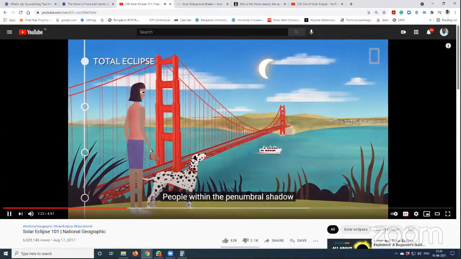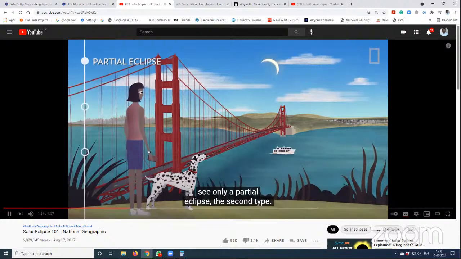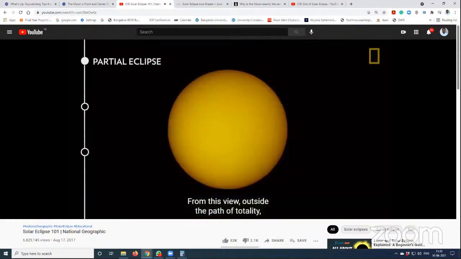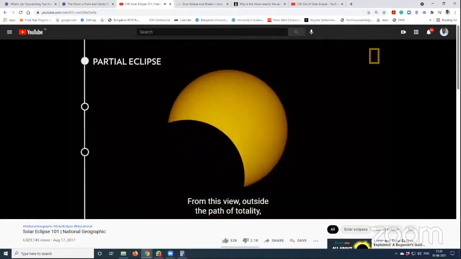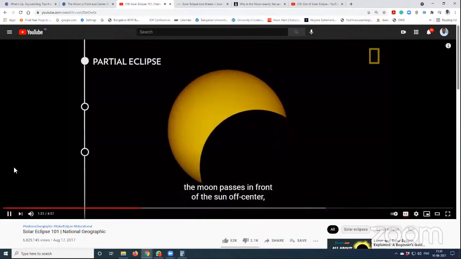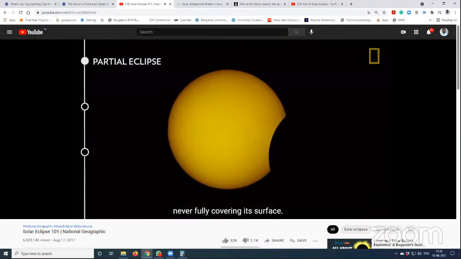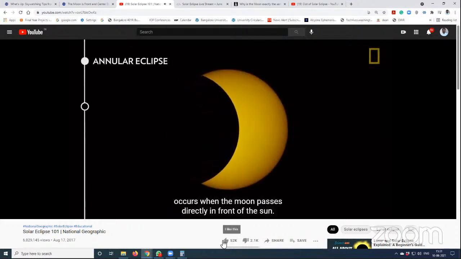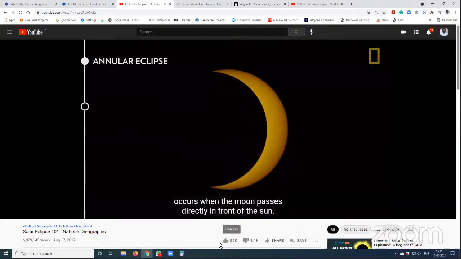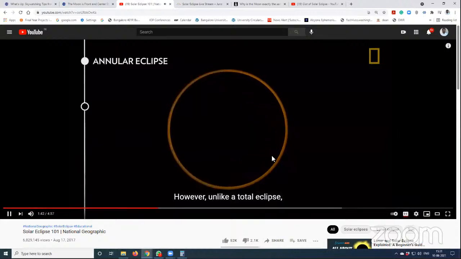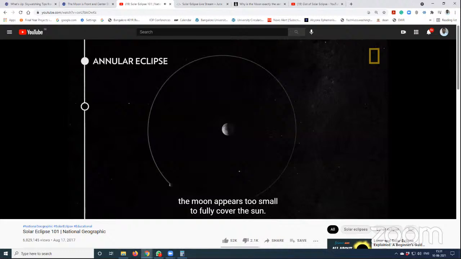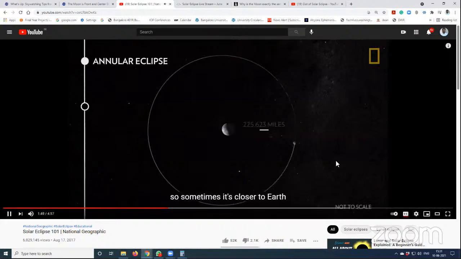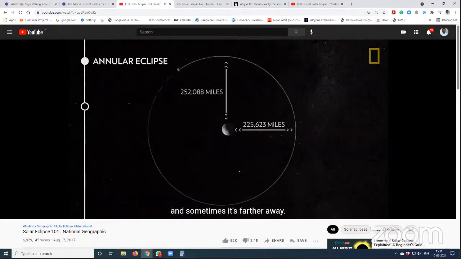People within the penumbral shadow see only a partial eclipse, the second type. From this view, outside the path of totality, the moon passes in front of the sun off-center, never fully covering its surface. Third, an annular eclipse occurs when the moon passes directly in front of the sun. However, unlike a total eclipse, the moon appears too small to fully cover the sun. The moon's orbit is elliptical, so sometimes it's closer to Earth and sometimes it's farther away.